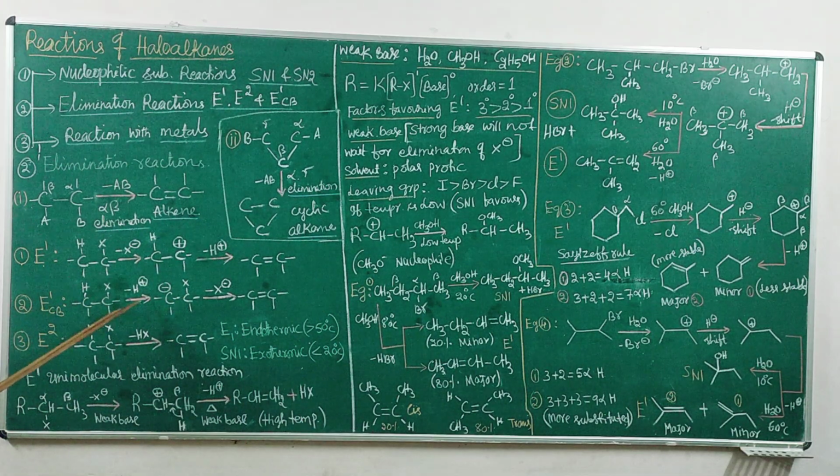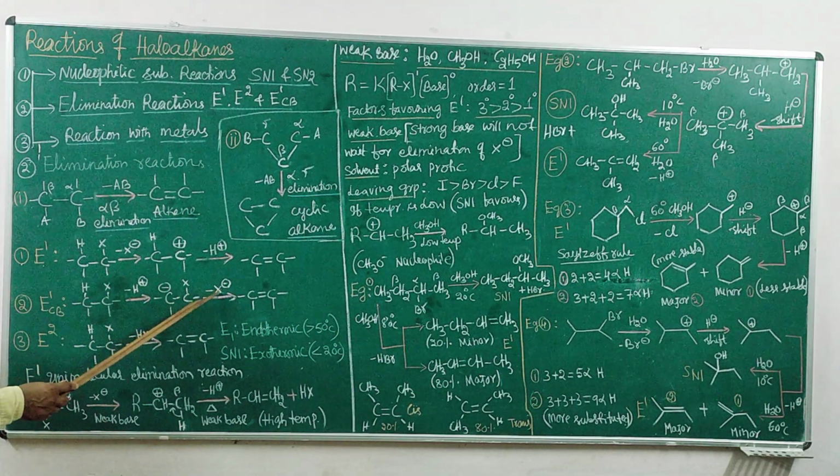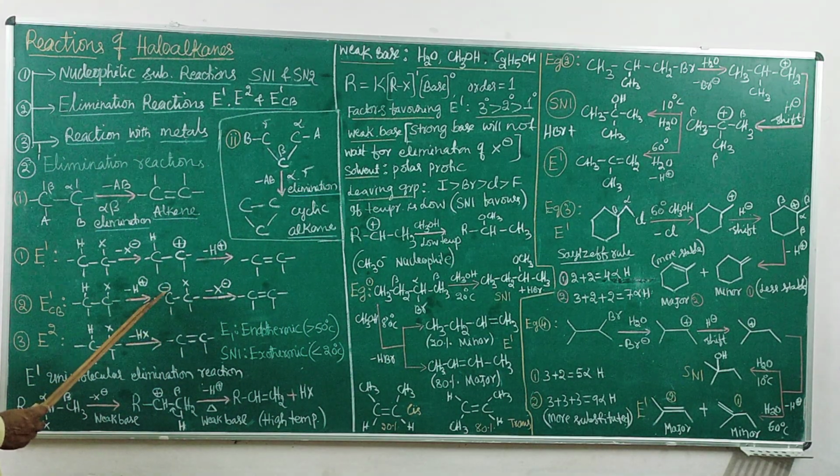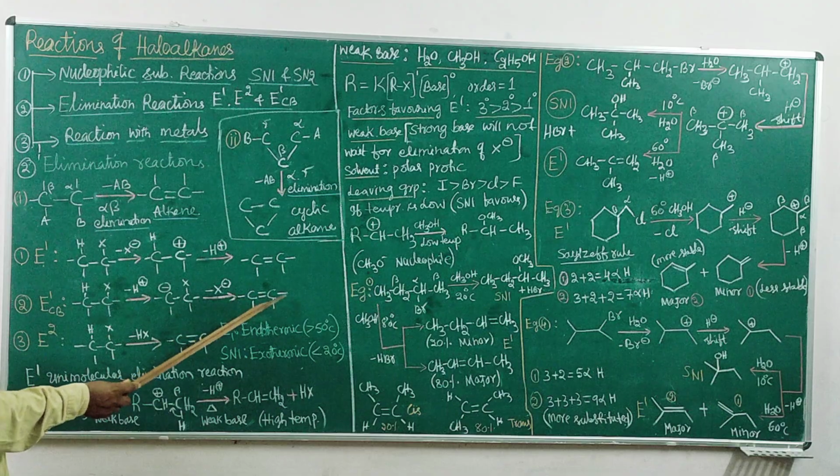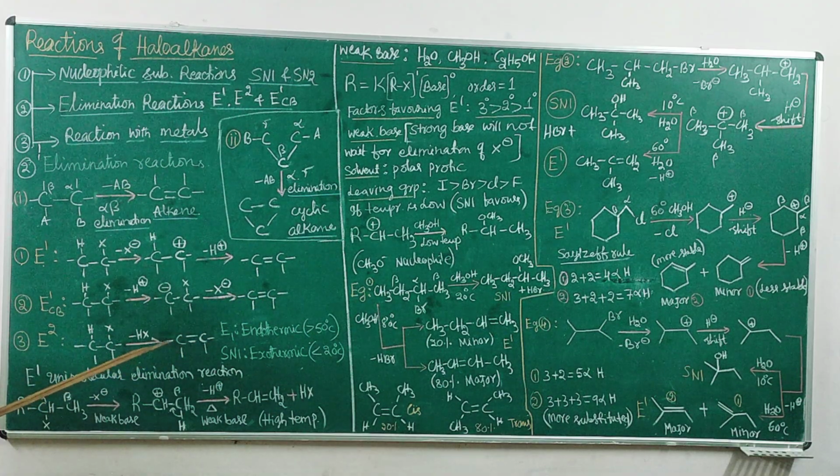If H is removed as H plus in the first step, this carbon becomes a carbanion with negative charge, and this chemical bond breaks, taking H plus, and these two electrons remain on the carbon as a carbanion. Then X is removed as X minus, which nullifies this charge. These electrons form a pi bond, alkene formation. It is known as E1CB.